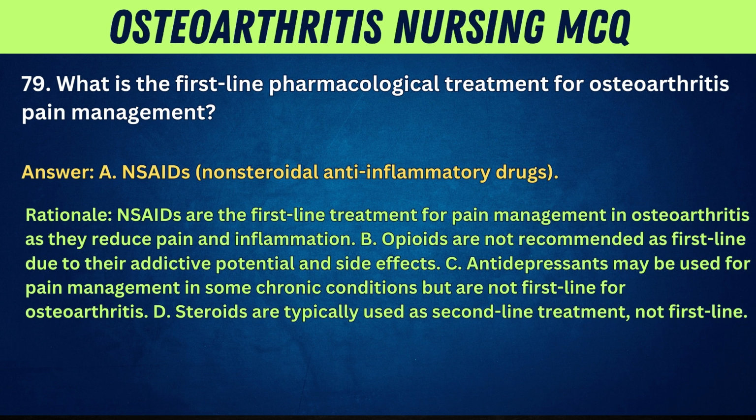Rationale: NSAIDs are the first-line treatment for pain management in osteoarthritis as they reduce pain and inflammation. B. Opioids are not recommended as first-line due to their addictive potential and side effects. C. Antidepressants may be used for pain management in some chronic conditions, but are not first-line for osteoarthritis. D. Steroids are typically used as second-line treatment, not first-line.